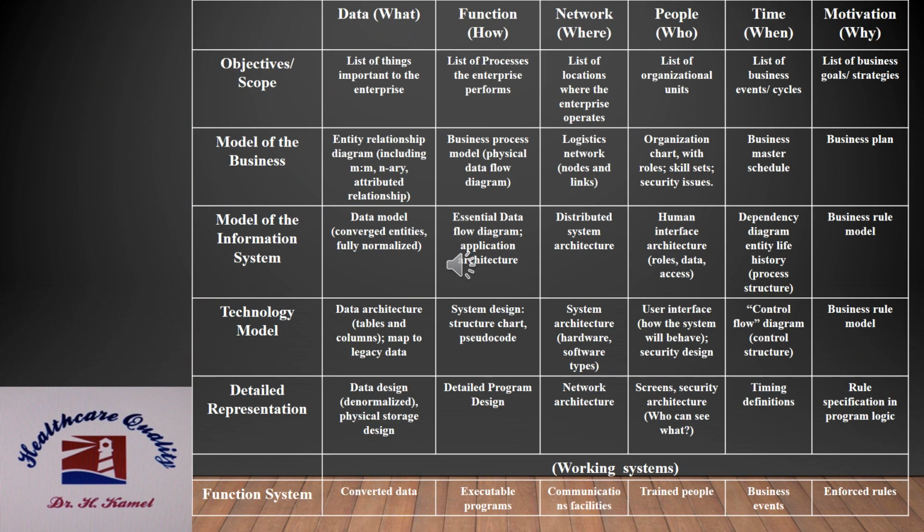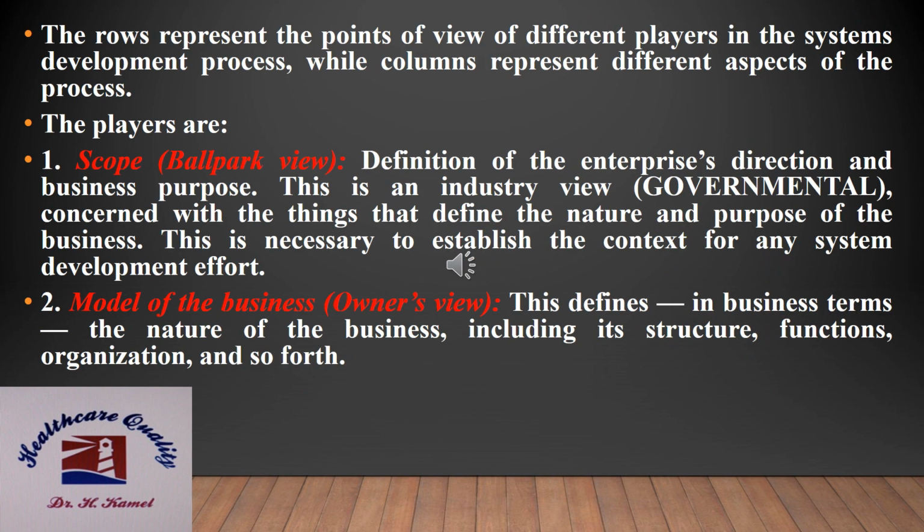This is a representation of the Zachman framework. We will talk about each of them in the following illustration. As we mentioned, the rows represent the points of view of different players in the system development process, while the columns represent different aspects of the process.